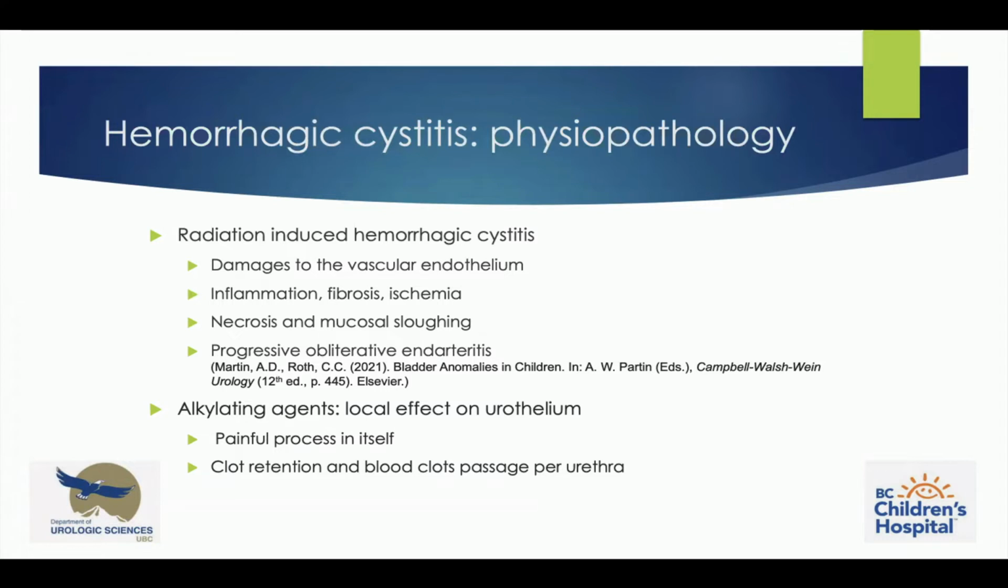Let's talk about physiopathology. So just a little word about radiation-induced hemorrhagic cystitis, because the mechanism is a little bit different from the chemotherapy. So it's mostly through damages to the vascular endothelium that this process happens. This creates inflammation, fibrosis, and ischemia, which in turn causes necrosis and mucosal sloughing. So really what to remember with radiation is that it causes progressive obliterative endarteritis.